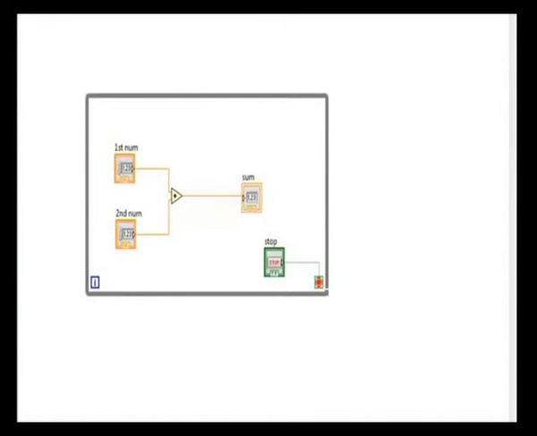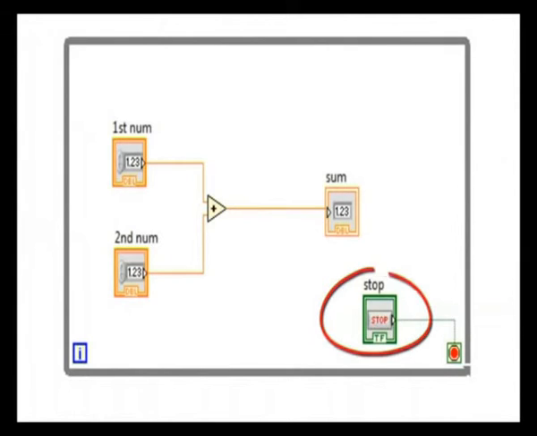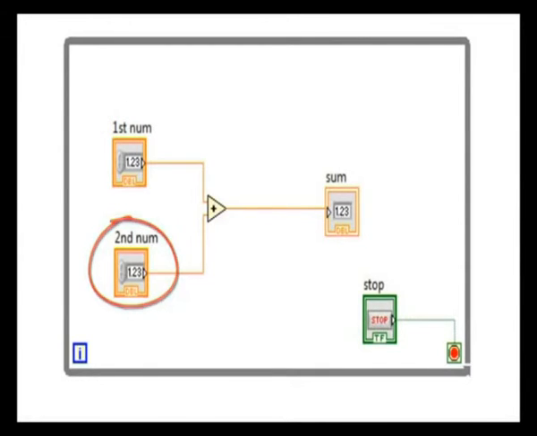The while loop has two terminals. It has the i terminal, which is the loop iteration terminal, and it has this loop condition. Now this loop condition will determine when the while loop will stop. It is controlled by this Boolean function, which you can see on the front panel. It has this stop object, which is a control. Now this Boolean function here will output either true or false. Notice on the other functions that for the first number and the second number, they are double precision functions. It means they will output floating point numbers.